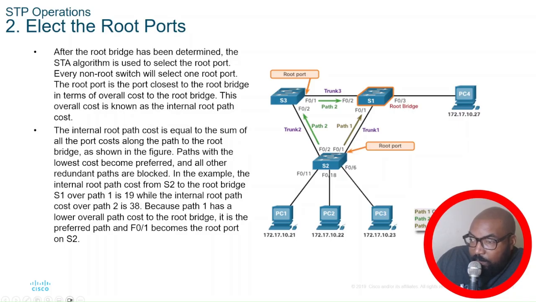So, in this example, path 1 is 19 by 1, that's a cost of 19. Path 2 is essentially two 19s, which equals 38. So path 1 is going to be preferred. This is going to be the quickest path to get there. We don't want to go all this way. This is going to be the quickest path to get to that switch.